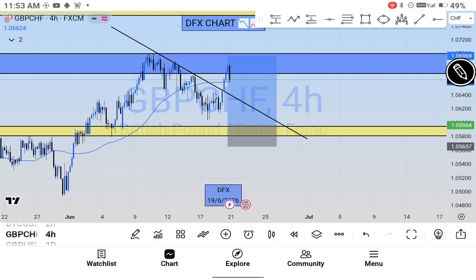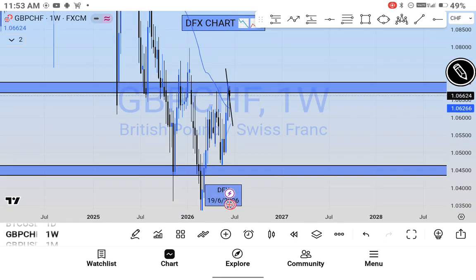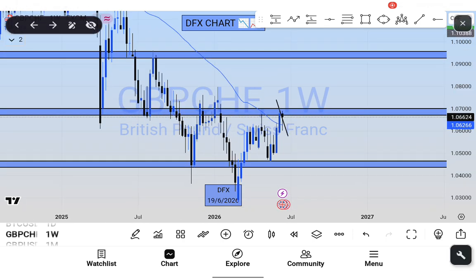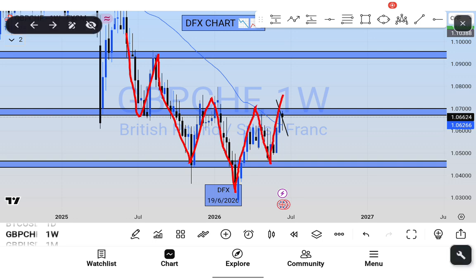So this week, what will I be looking at on the Pound CHF? Now, Pound CHF on a weekly time frame, same approach. What can we see here? The market has been making a series of lower lows and lower highs, and getting to this point, we see a change of structure. We are seeing the market trying to change trend, from a bearish trend to a bullish trend.